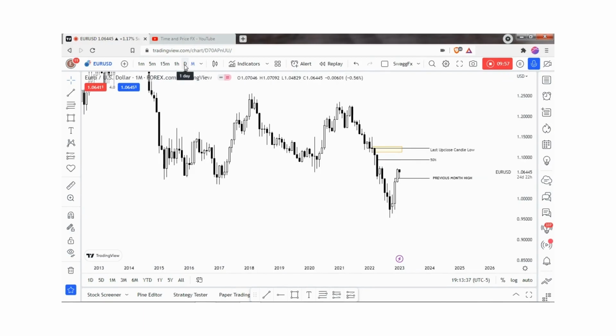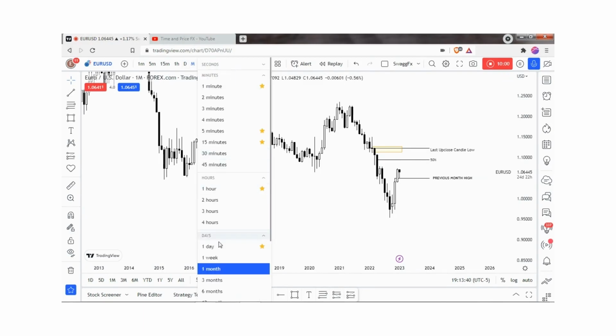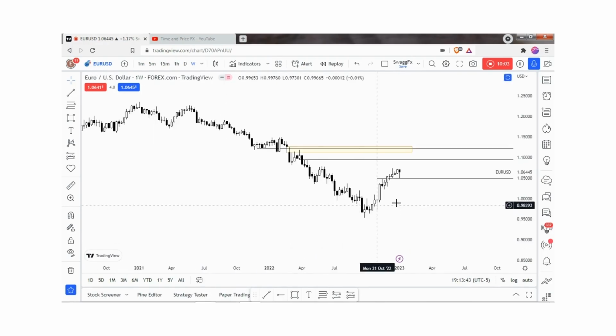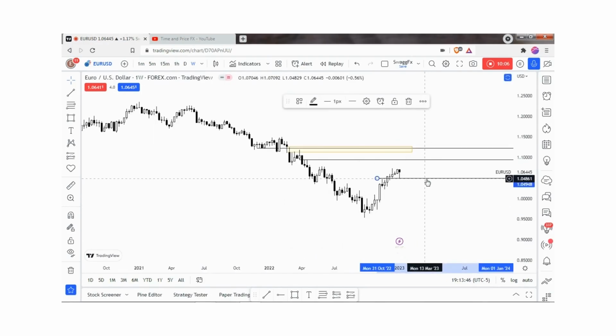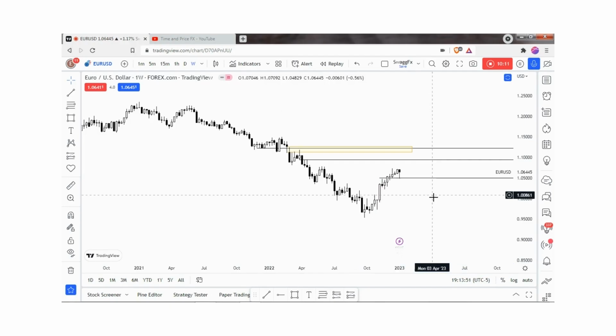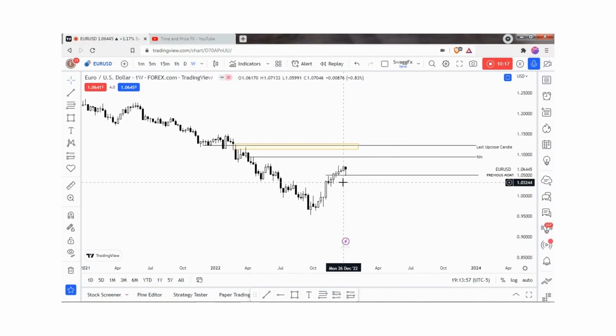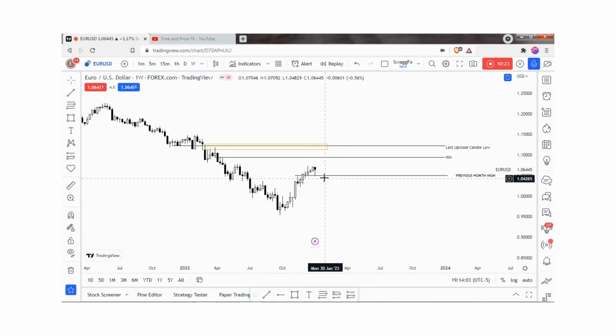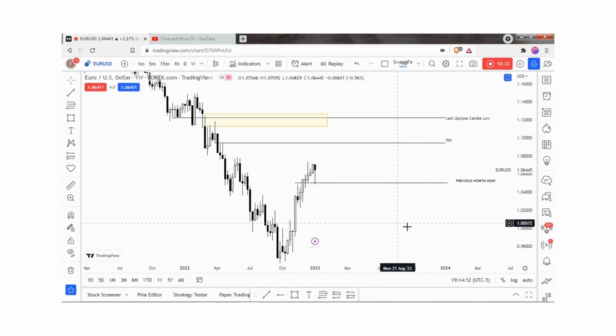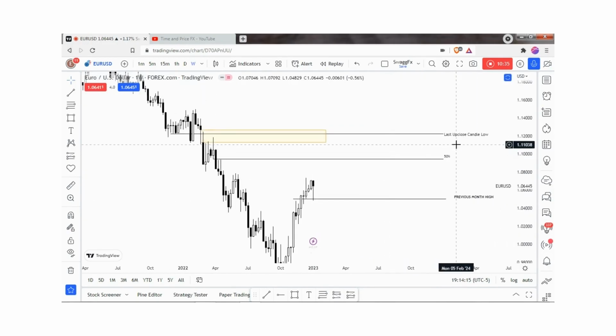So let's see that in the weekly time frame. So let me adjust this. Somewhere there. Sorry about that. Yeah. In the weekly time frame, we came down into that level we saw in the monthly, the previous month's high, and then we tagged it, and then we went up, and then 50% of the entire range is here, and then this is the last up close candle's low in the monthly time frame.